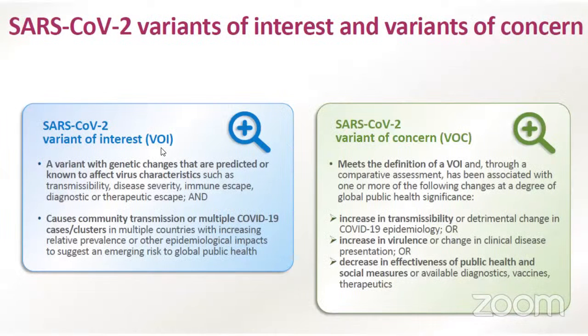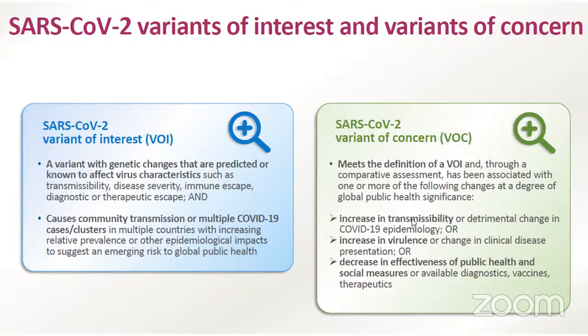So these are the terms variant of interest and variant of concern. A variant of interest has genetic changes that are predicted or known to affect virus characteristics, such as transmissibility, disease severity, and immune escape or diagnostic or therapeutic escape, and that causes community transmission or multiple COVID-19 cases. A variant of concern meets the definition of a variant of interest, but has been associated with one or more of the following changes at a degree of global public health significance.